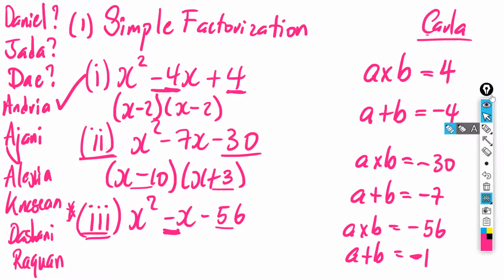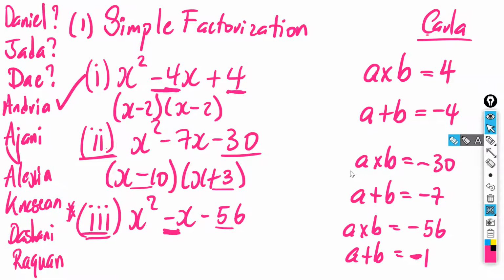Sir, 8 and 7, sir. 8 and 7, what though? You can't just say 8 and 7, guys. You need one to be negative, you need one to be positive. -8 times +7. I think that's it. Carla, you there?